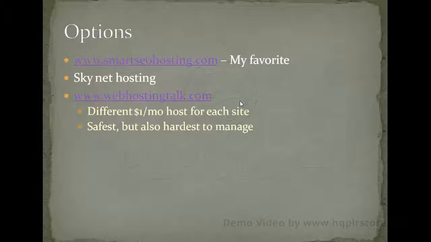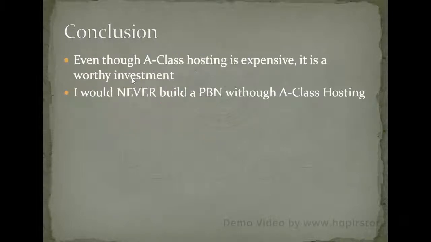It's a little bit cheaper actually. $1 a month for a 12 domain PBN will be like a $15 a month hosting bill. So it's a little bit cheaper, and it's also safer. So if you're really paranoid, you can go ahead and do the Webhostingtalk method, but it's a pain to manage. It killed a lot of my time, so I stick with Smart SEO Hosting. I just go in their backend, change the IP addresses of the sites and call it a day. It takes me 10 minutes to set up all the IP addresses. So it's really convenient in that sense, and I'm sure Skynet Hosting uses a similar platform.